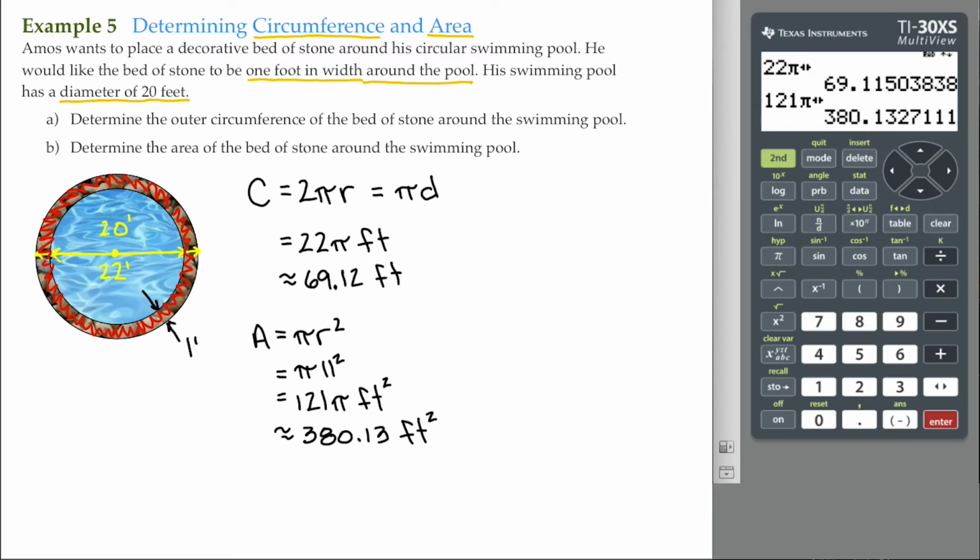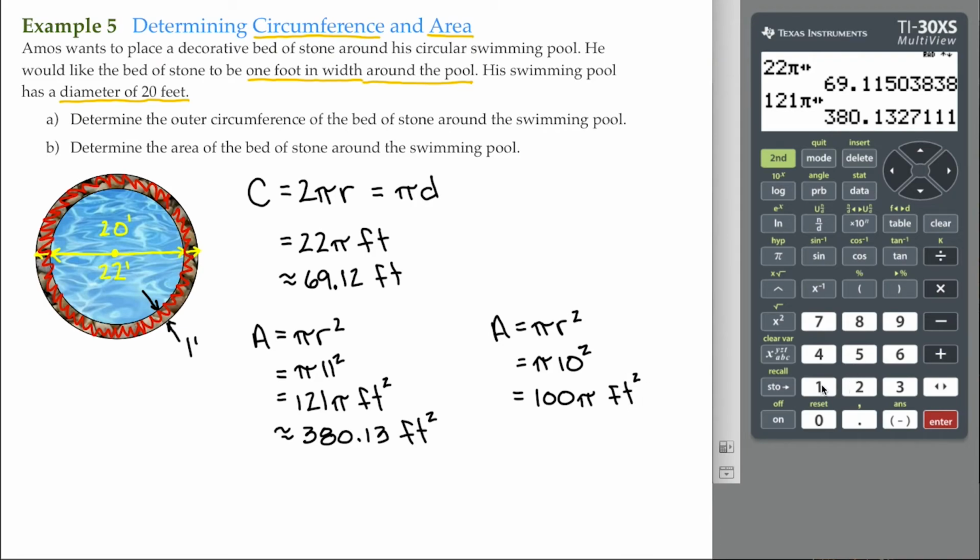I just want this ring portion here, the red. So what I have to do is find the area of the swimming pool and then subtract that from the area of the entire circle of the stone, and that'll give me what's left over, which would be this ring here. So we'll find the area of the swimming pool too. That's also pi r squared, except the diameter is 20 feet, thus a radius of 10. So this is going to be pi times 10 squared. 10 squared is 100, so it's 100 pi square feet.